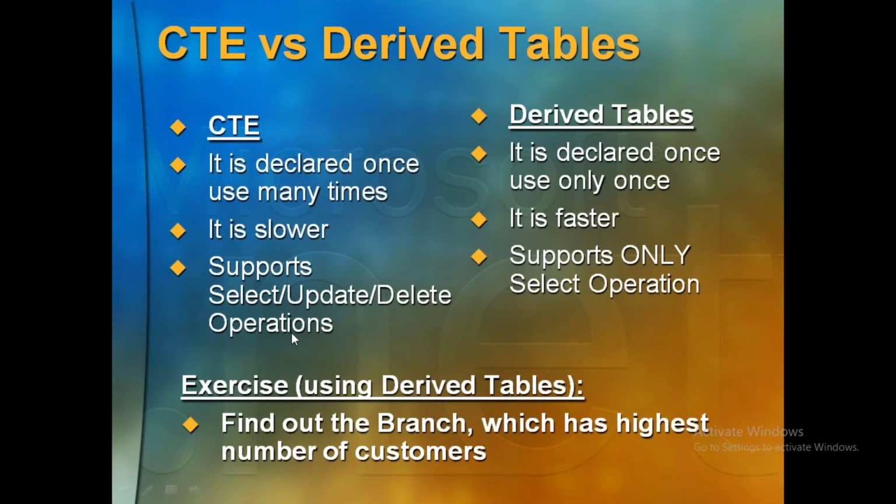So to understand CTE, one small example I had given here: find out the branch which has the highest number of customers. In our simple example, there are a lot of people in a single room. I wanted to find out the gender which has more people. For example, you have male and female, and male has a count of 62 people, and female has a count of 78 people. So which gender has more people? Female, right? So like that, which is the branch which has more customers?